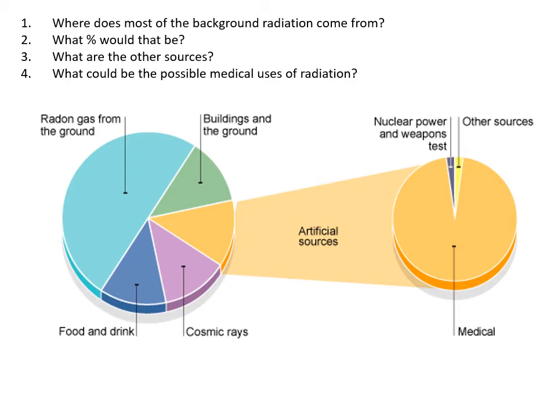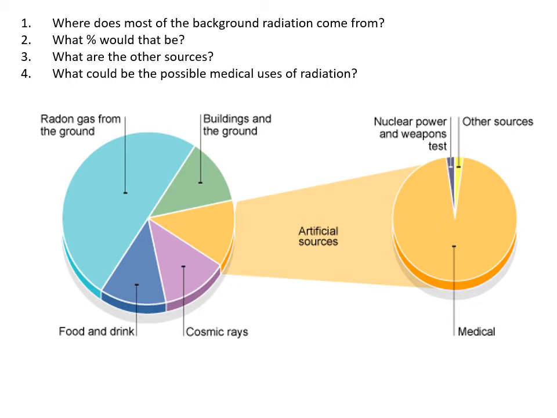Number 1, where does most of the background radiation come from? Radon gas, from the ground. 2, what percentage would that be? Looks like half the pie chart to me, so that's 50%. 3, what are the other sources? Buildings and the ground, artificial sources, cosmic rays, food and drink.